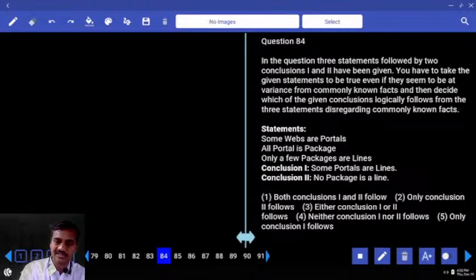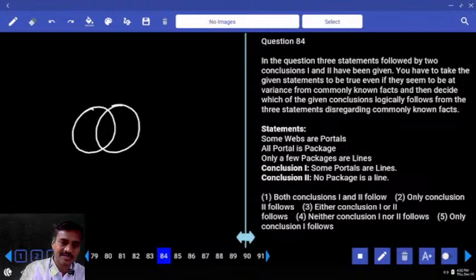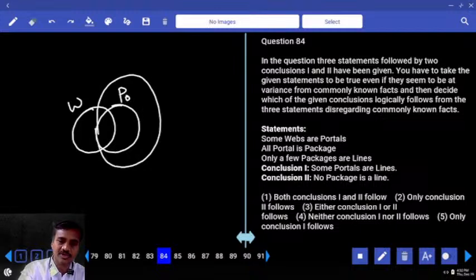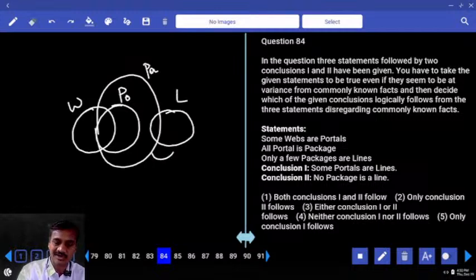Then 84 onwards. First priority, some webs are portals. This can be written like this, web and portal. And all these portals are what? Package. Now this entire portal is a part of this package. And only a few packages are lines. Some of the packages are lines, but not all. This entire package cannot be a part of line.